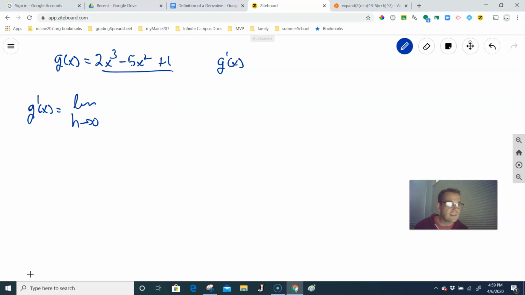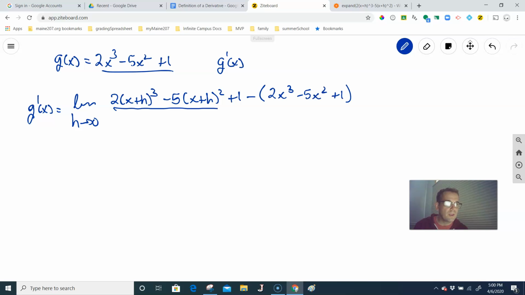So every single x gets replaced with an x plus h cubed minus 5, plug in x plus h, so it's x plus h squared plus 1. So this is g of x plus h, and I'll subtract just whatever g of x is. And g of x is 2x cubed minus 5x squared plus 1, and that whole kit and caboodle is over h.